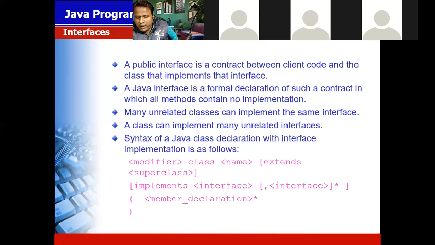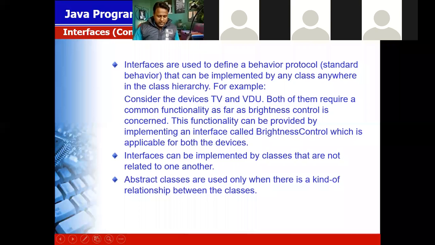So for defining an interface, how do you have to define an interface? For defining an interface, we have to use the interface keyword. Okay. Interface, then the interface name, like I showed in the example.